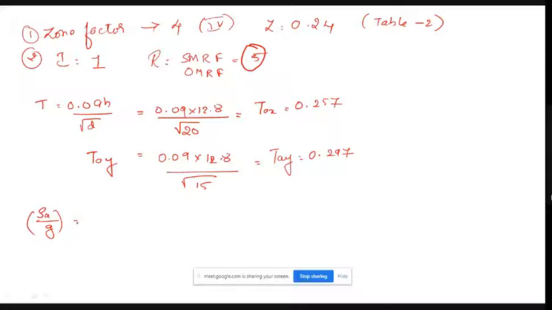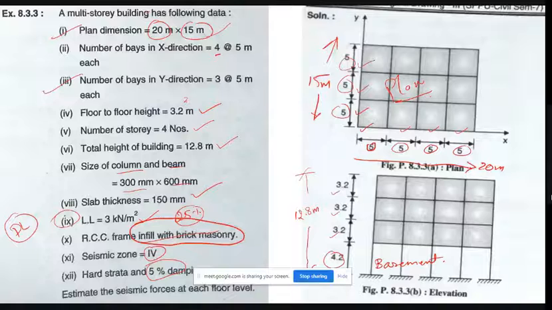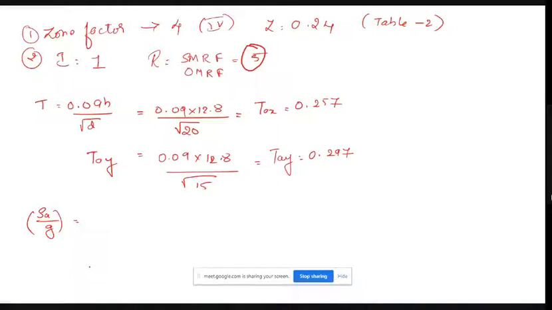After finding the time period, the next thing is that we have to determine Sa by g. How will you find Sa by g? First we will see what type of soil it is. In the question he has mentioned that it is situated at hard strata, meaning the soil type is hard.